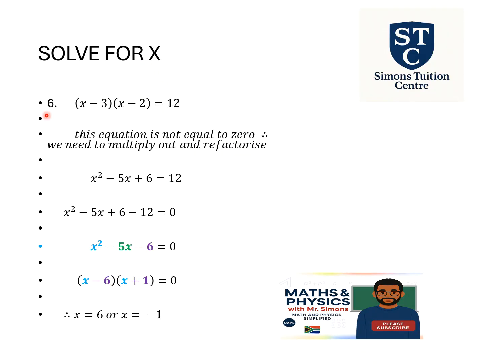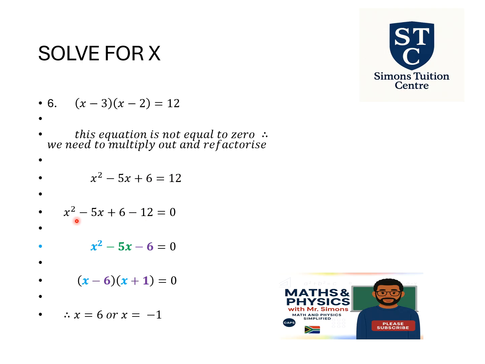Solve for x, number 6. I have x minus 3 in brackets times x minus 2 in brackets. And now because it's not equal to 0, it's given equal to 12. We need to multiply this out. So take note, equation is not equal to 0. So therefore we need to multiply out and refactorize. So x times x gives me x squared. Minus 3x minus 2x gives me minus 5x. Negative times negative gives me positive. 3 times the 2 gives me 6. If I bring 12 over, it becomes negative 12.